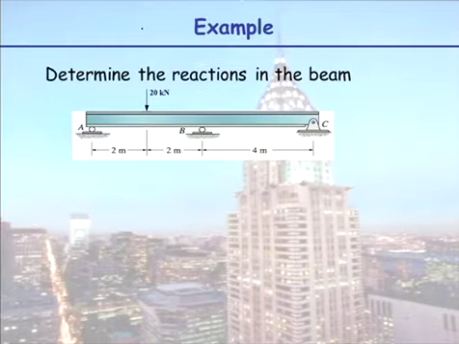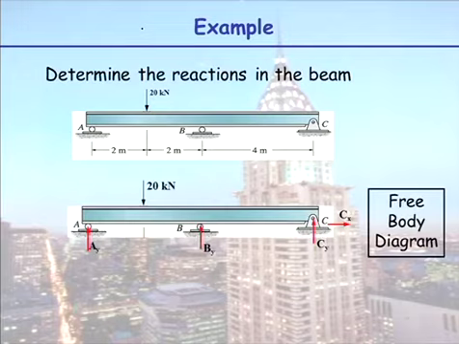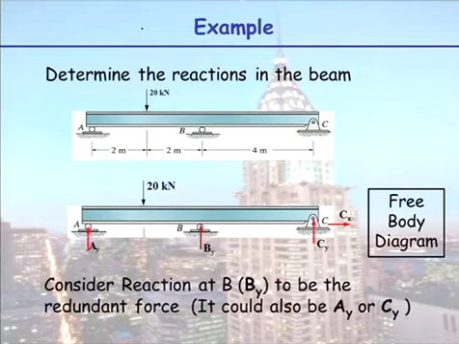Okay, let's look at this problem here. We have a point load on a beam that has 3 supports. So it's 4 unknowns. So we are going to assume our reaction at B is the redundant. It could be A or it could be C, but we're just going to take the one at B.